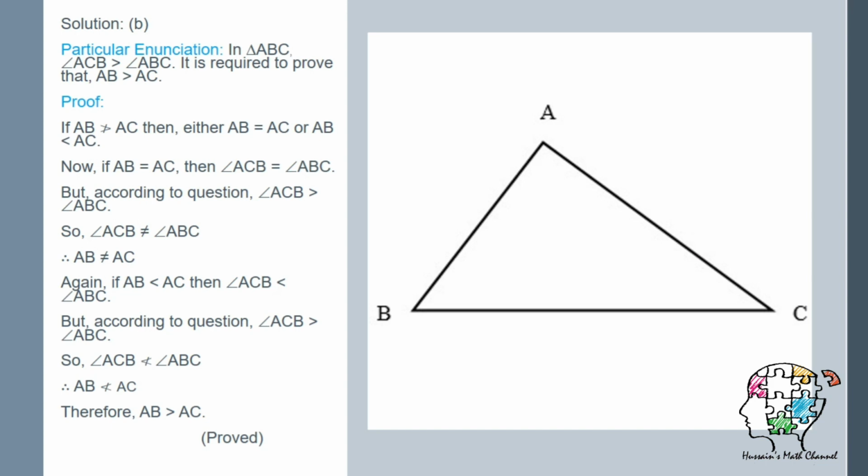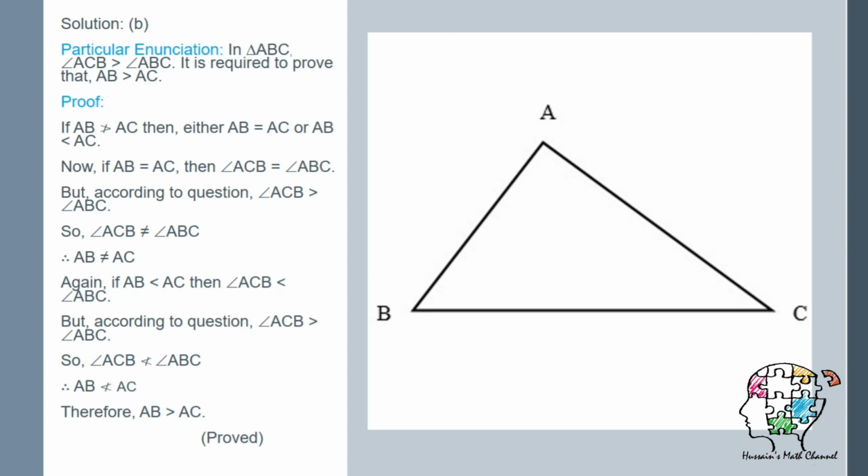Question B asks, you have to prove AB is greater than AC. Though the figure is not drawn to scale, we can prove it theoretically. At first we have to write the particular enunciation. In triangle ABC, angle ACB is greater than angle ABC, because ACB is equal to 60 degrees and ABC is equal to 30 degrees. It is already given, so we need to prove that AB is greater than AC.